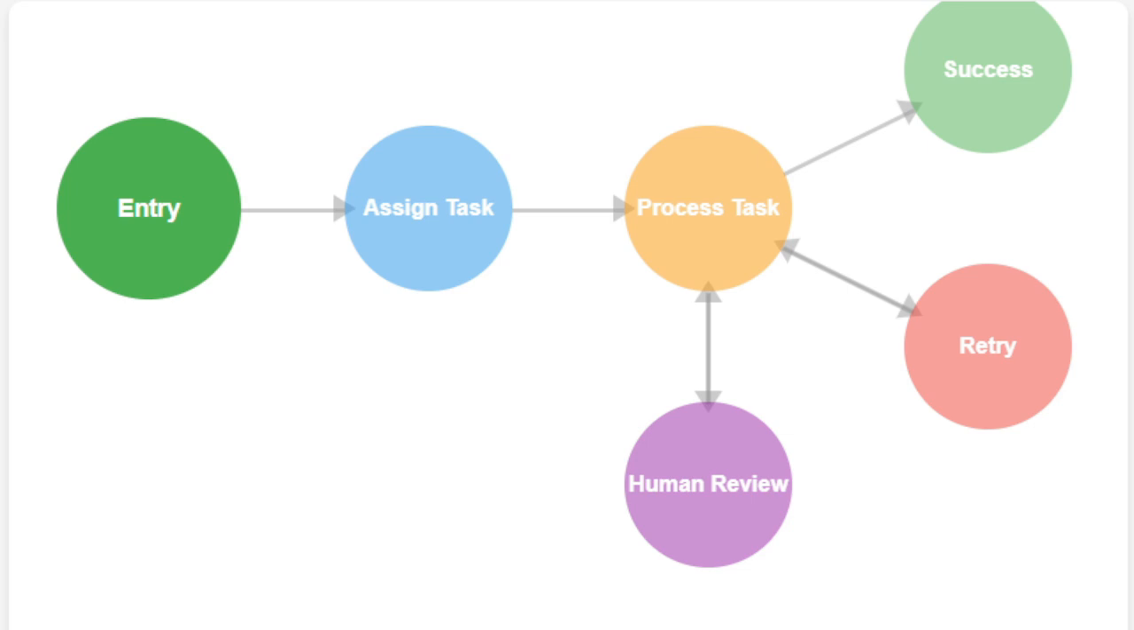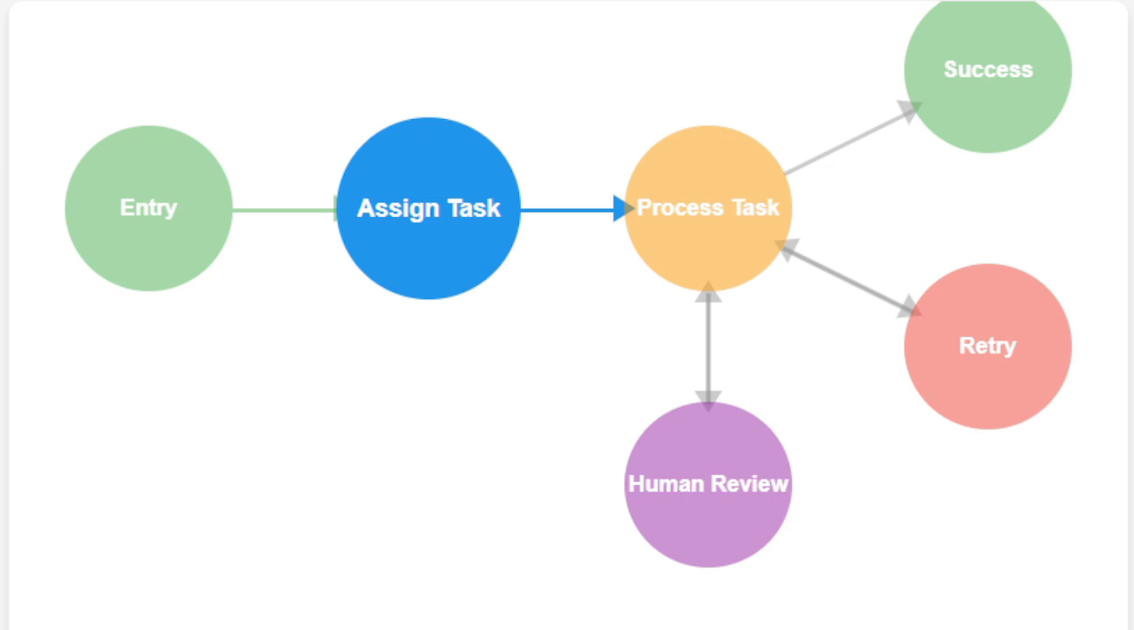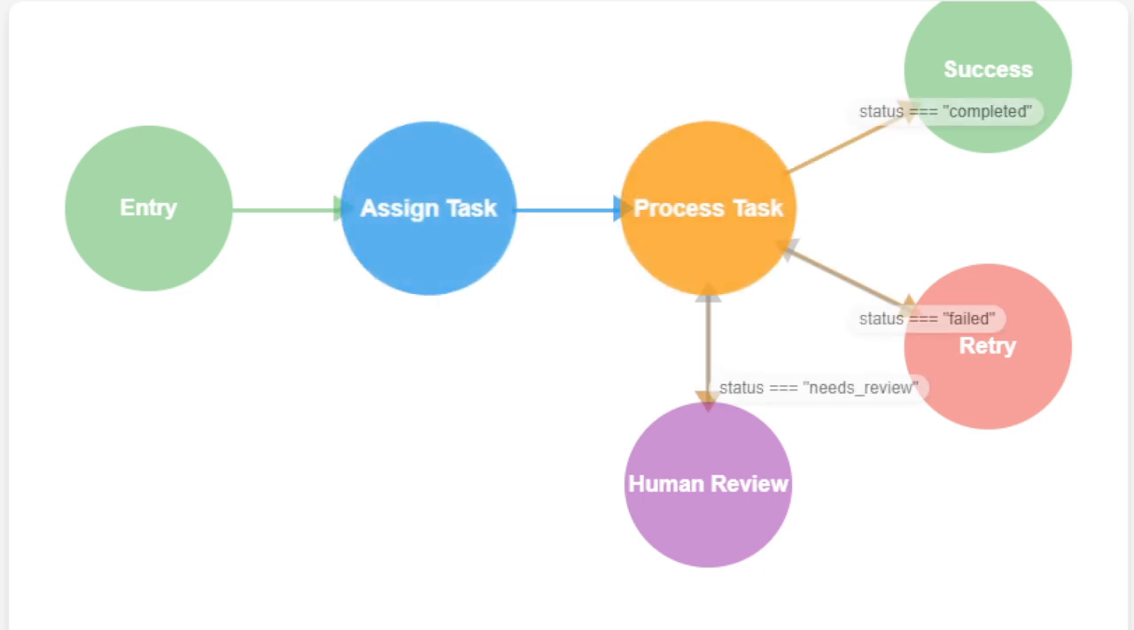Let's understand the conditional edges in LangGraph a bit more in depth. So as you can see, we have an entry node, which is where the workflow starts. Then we have a simple linear edge that goes from entry node to the assigned task node. And from there, it's another linear edge that goes from assigned task node to the process task node. Now, process task node is the node where there are certain criteria based on which it goes to specific nodes.